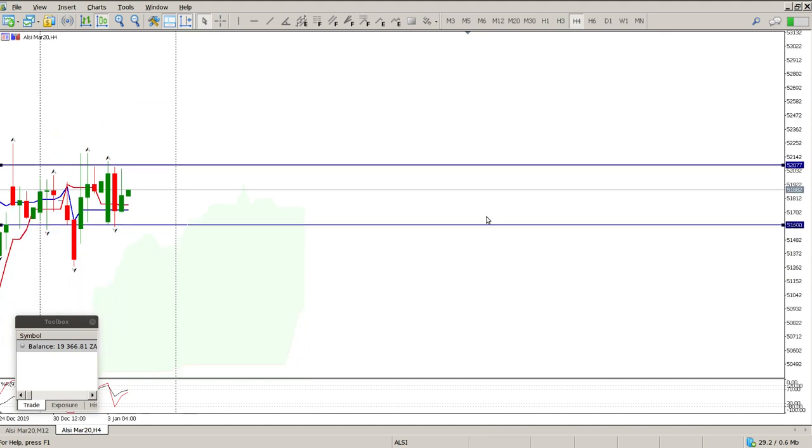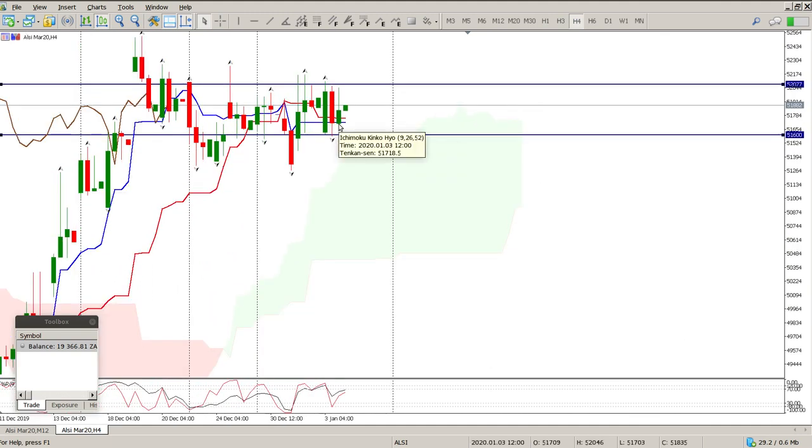4 hour, this is the one which you need to pay attention to. And you've got a bearish crossover here. So any break below 51,600, I would expect this gap to close.